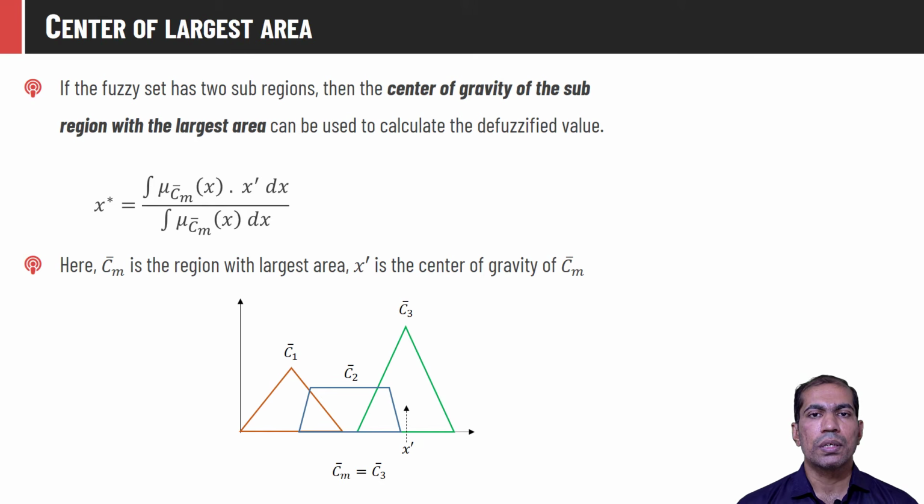We can compute the crisp value using this method as x star is equal to integration of mu c bar m of x into x dash dx upon integration mu c bar m x dx, where c bar of m represents the polygon having the highest area, integration mu c bar m into x dx represents the area spanned by that region, and x dash represents the center of gravity or the center of that particular region.